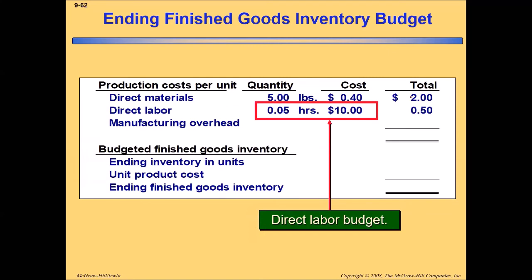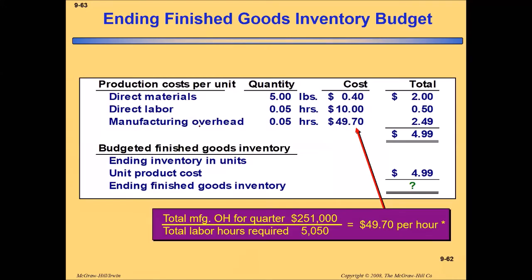Similarly, one product needs 0.05 hours, or 3 minutes, of direct labor time, and the per hour cost is $10 for direct labor. Multiply both of these and we will have $0.50 direct labor cost required for one product.